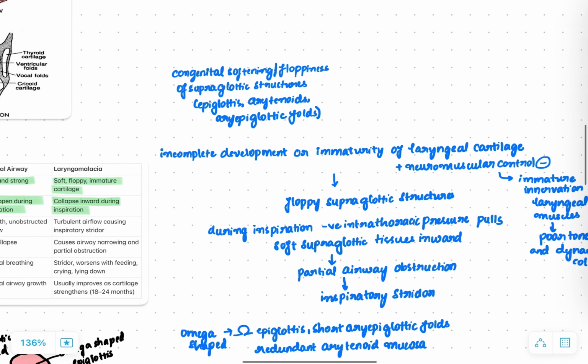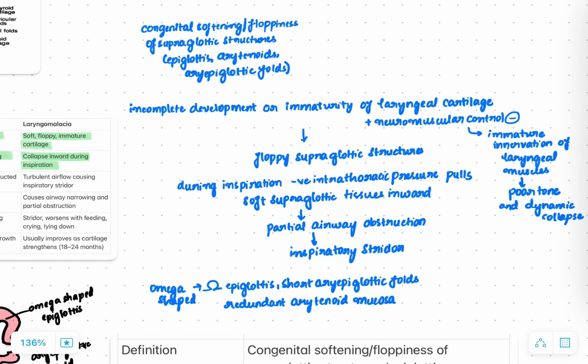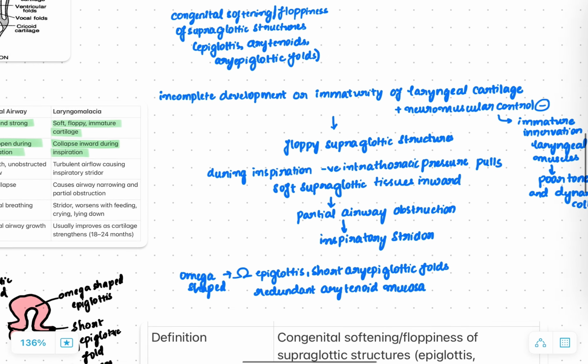So what happens in laryngomalacia is there is incomplete development or immaturity of the laryngeal cartilage along with poor neuromuscular control. The poor neuromuscular control is because there is immature innervation of the laryngeal muscles, causing poor tone and dynamic collapse. So there will be floppy supraglottic tissues.